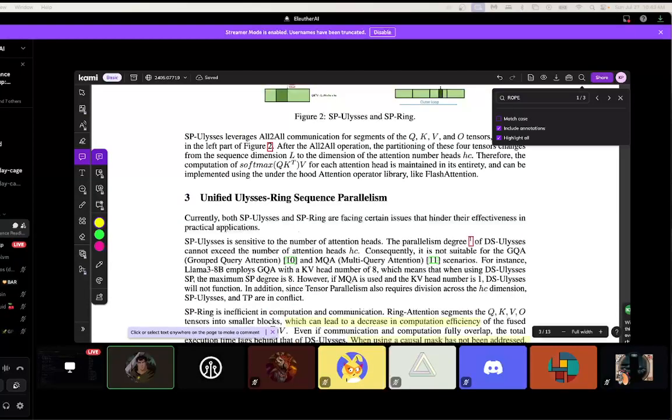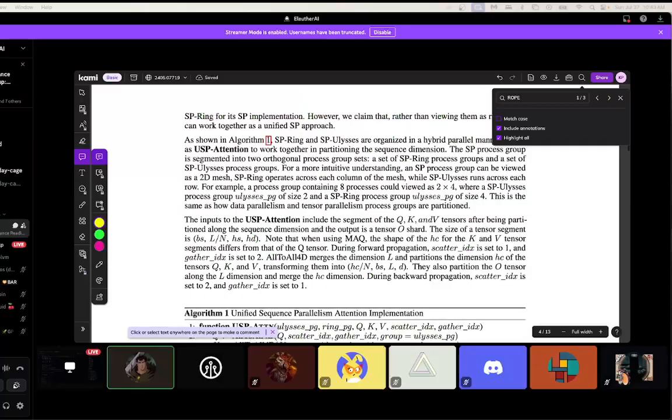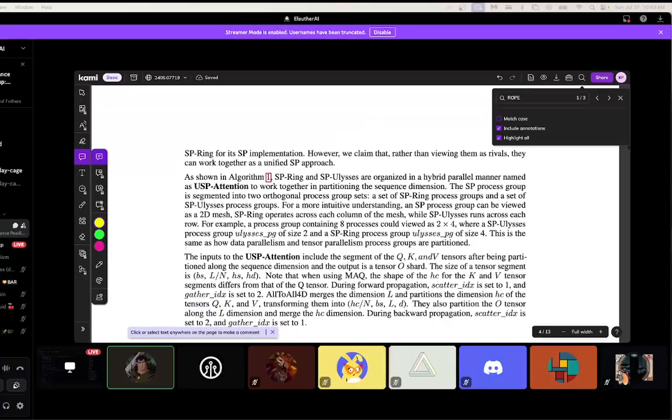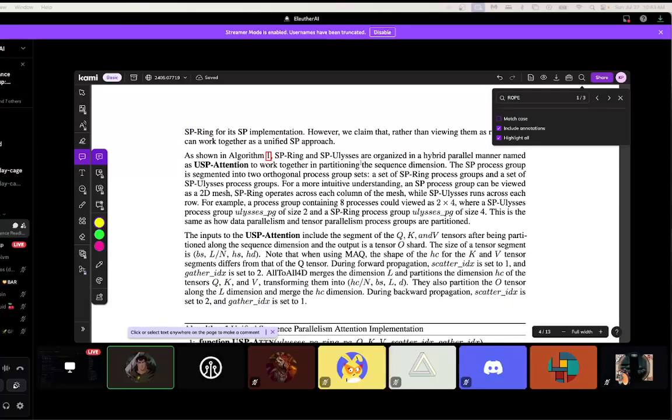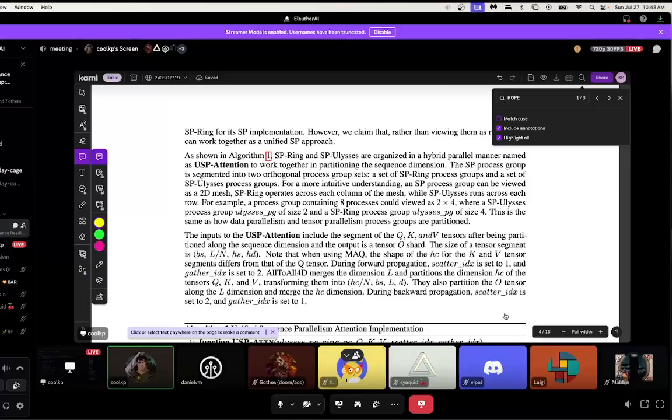We will find how they are combining them. As shown in algorithm 1, SP ring and SP Ulysses are organized in a hybrid parallel manner named USP attention to work together in partitioning the sequence dimension. The SP process group is segmented into two orthogonal process group sets: a set of SP ring process groups and a set of SP Ulysses process groups. For a more intuitive understanding, an SP process group can be viewed as a 2D mesh.